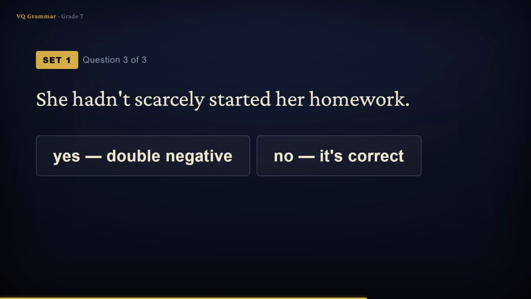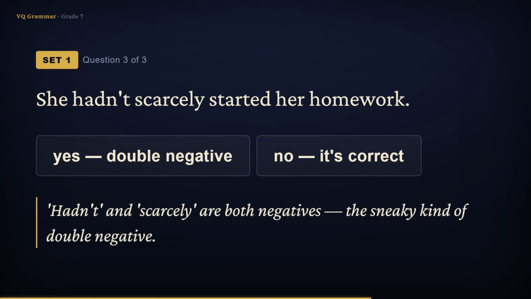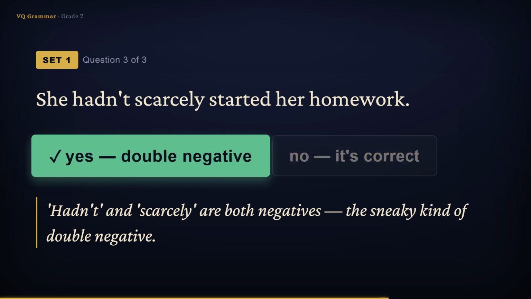She hadn't scarcely started her homework. This is the sneaky kind. Hadn't is clearly a negative. And remember, scarcely counts as a negative too. That makes 2, so yes, it's a double negative. The fix is she had scarcely started her homework. So the answer is yes.